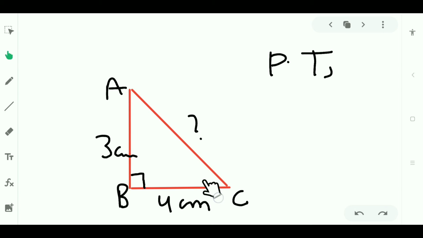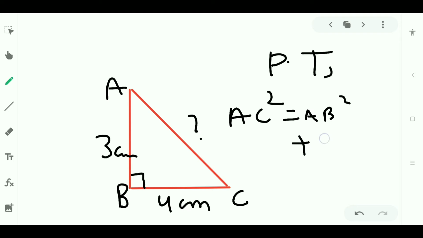So AC square will be equal to the sum of AB square and BC square. Means the hypotenuse square will be equal to the sum of the individual squares of the sides of the triangle. Okay. So what this sentence means is AC square is equal to AB square plus BC square.